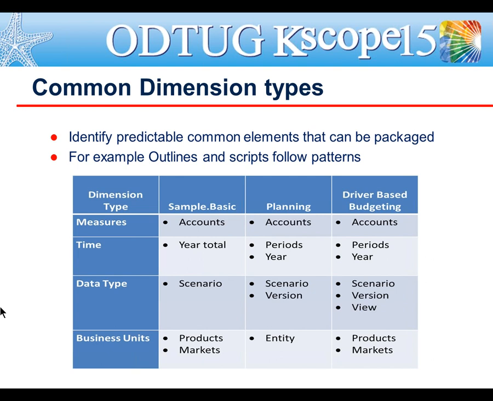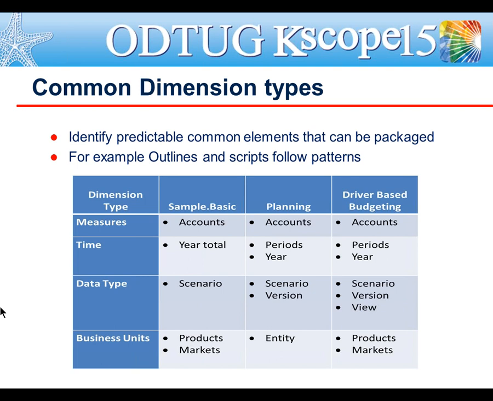So one predictable pattern has to do with what types of dimensions we have. Depending on the purpose of the application, the dimensions can fall into a set of predictable types. So here's three different applications. Let's categorize the dimension types so we can better understand what to do with them.